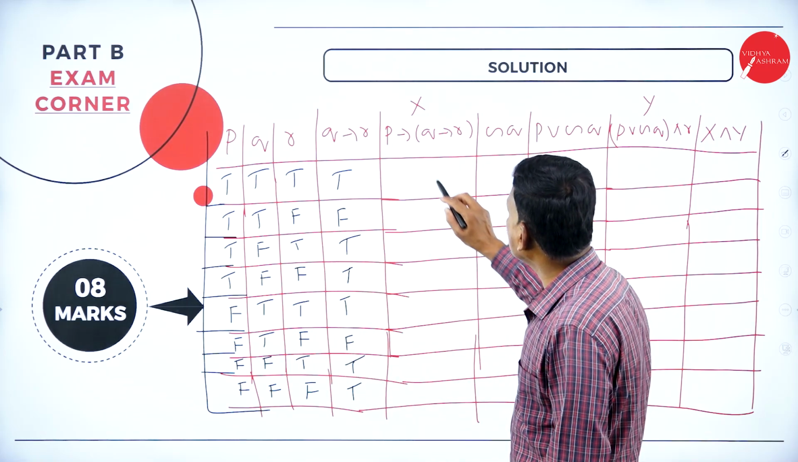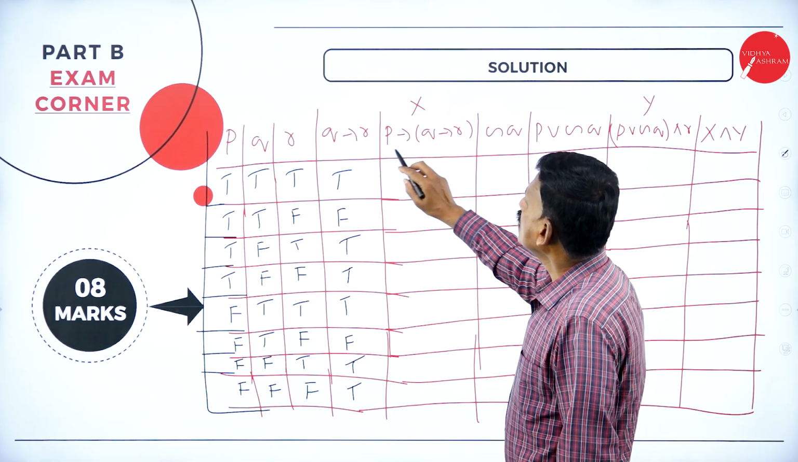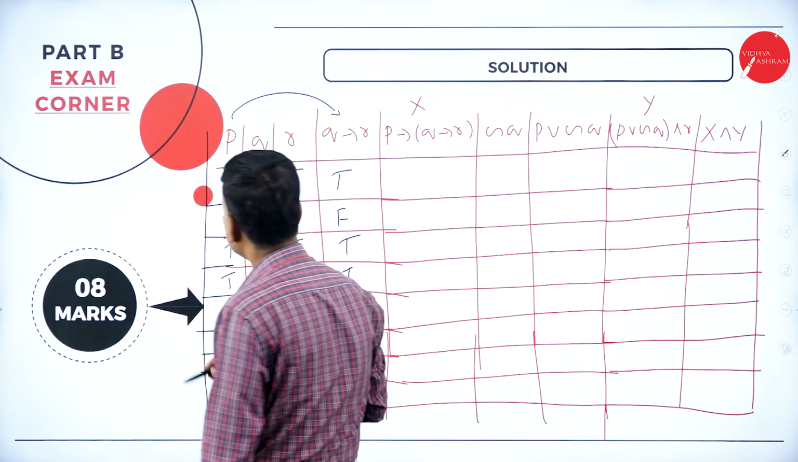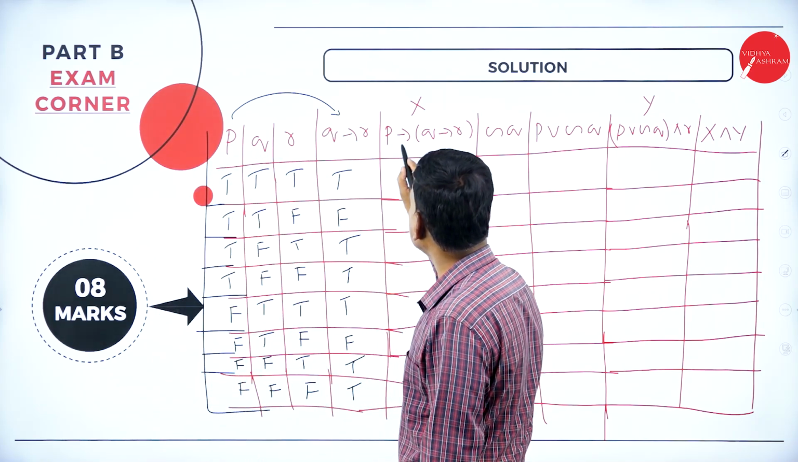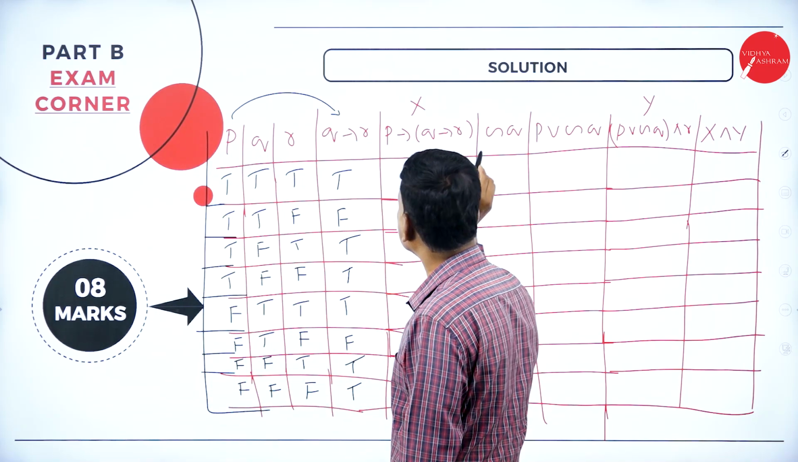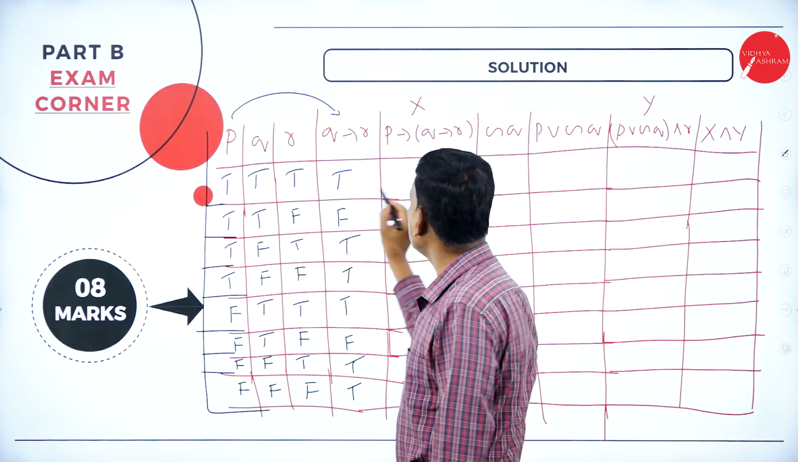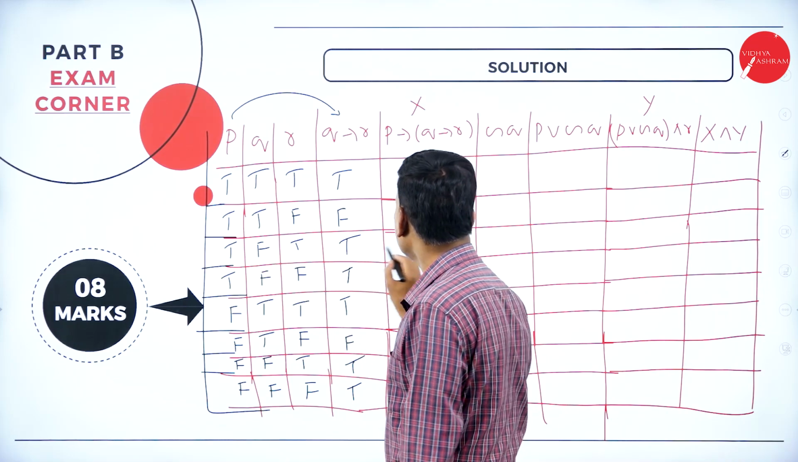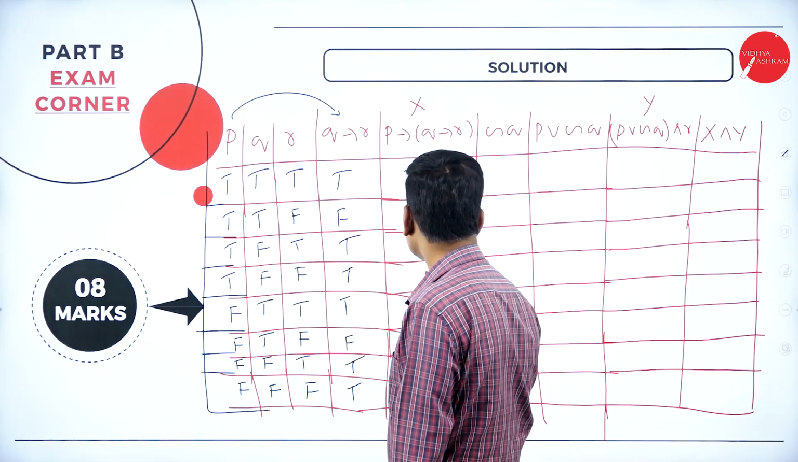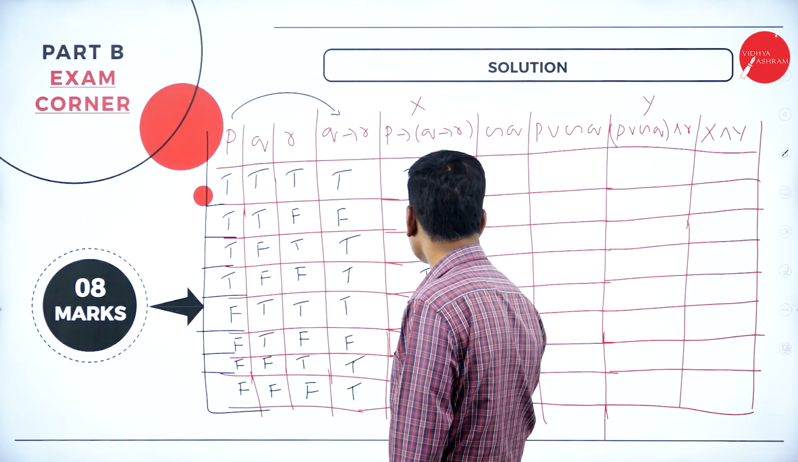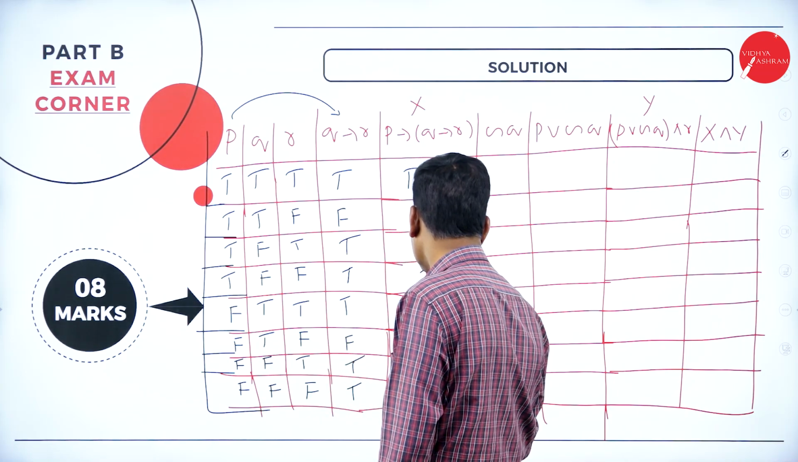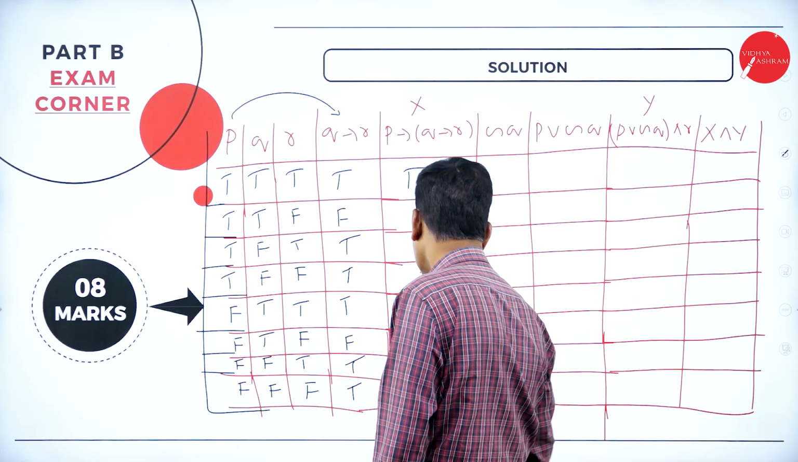Now write down the conditional again for P and Q conditional to R. So for these two, write down the conditional statement. So, true and true is true, true and false is false, true and true is true, true and true is also true, false and true is also true, false and false is also true, false and true is also true, false and true is also true.